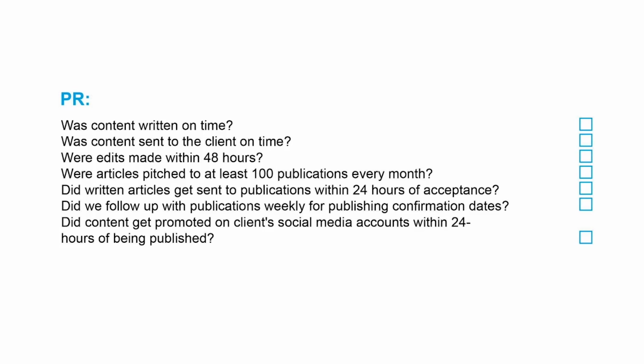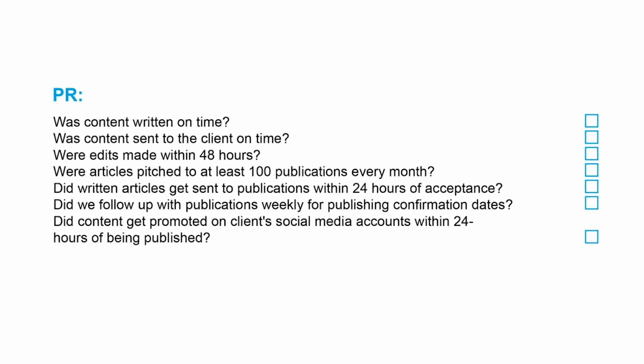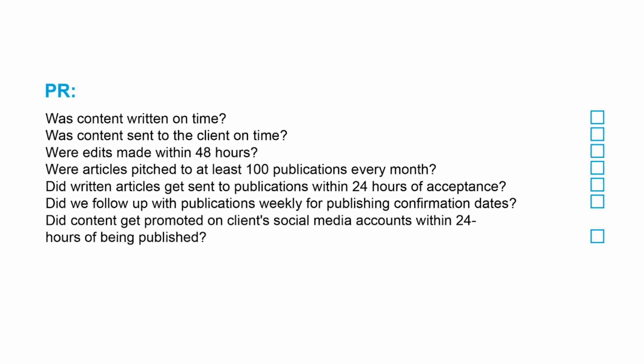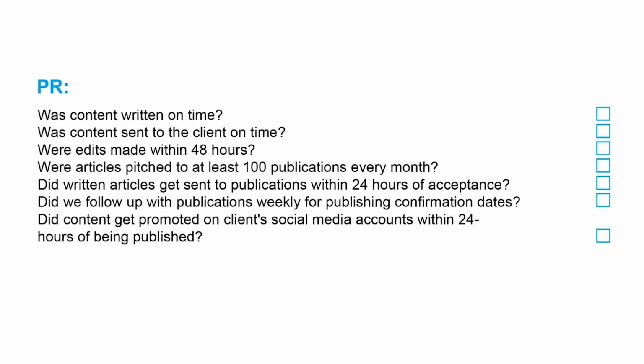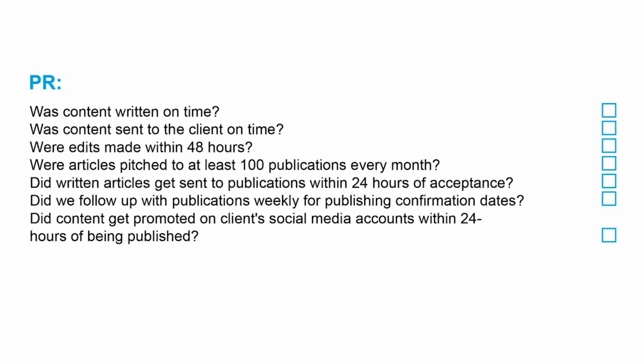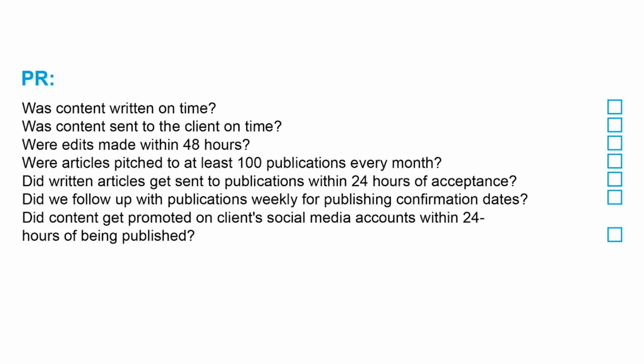Did written articles get sent to publications within 24 hours of acceptance? Did we follow up with publications weekly for the confirmation dates? Did content get promoted on client social media accounts within 24 hours of being published? So all of these ones could be broken down into subchecks if you want. This is just the bonus part. So I'm just giving you some easy examples that you could use.